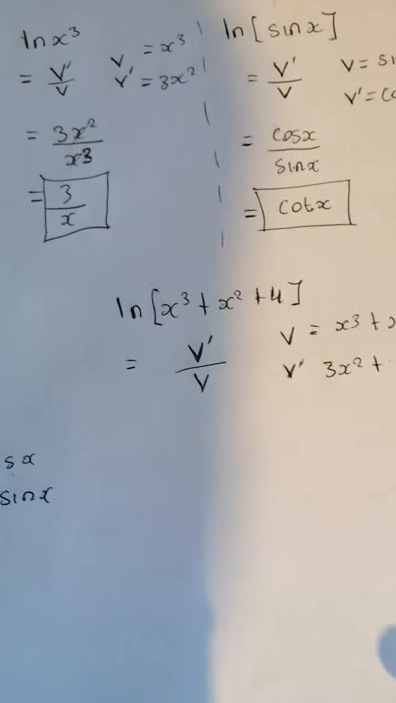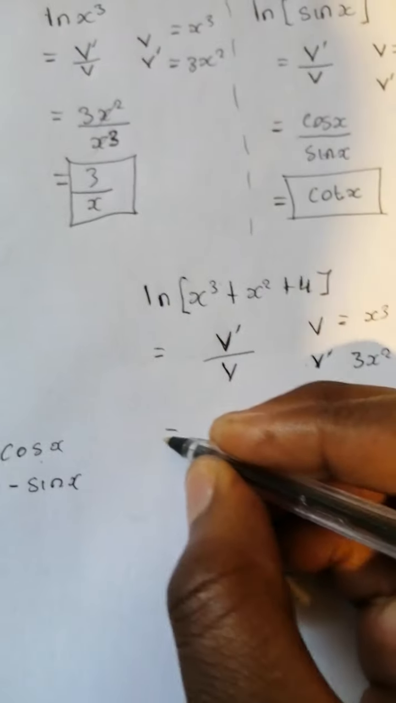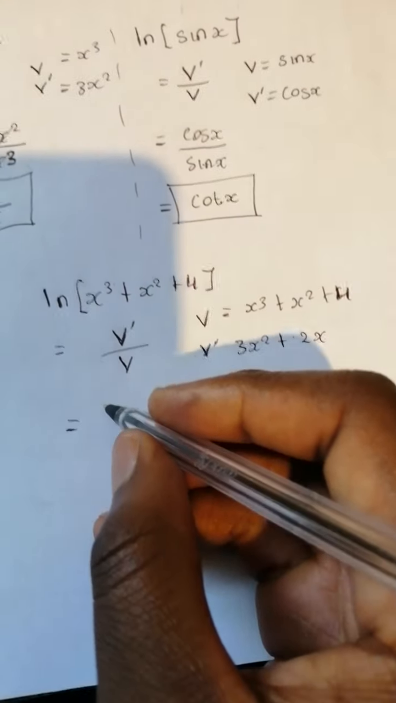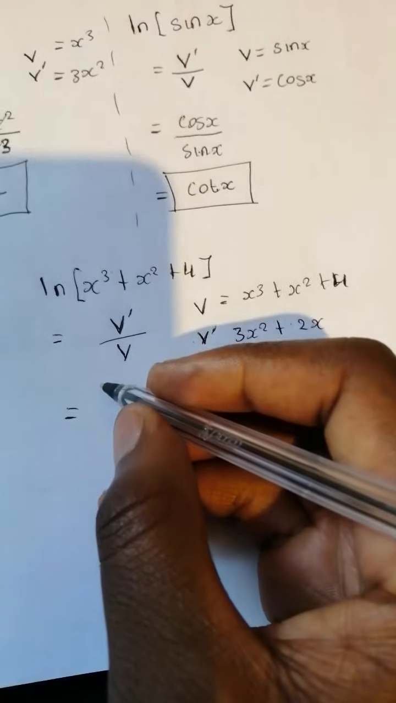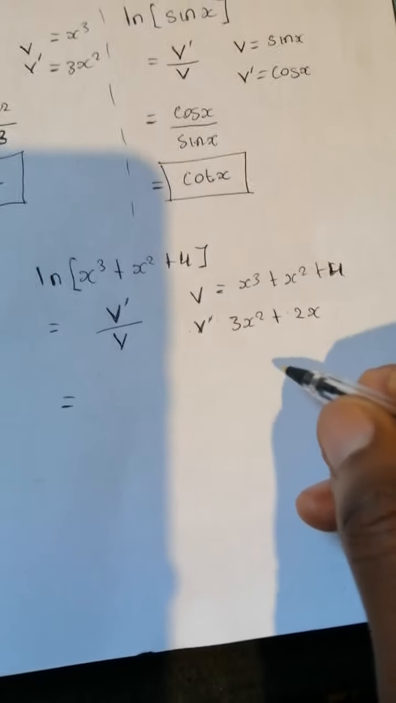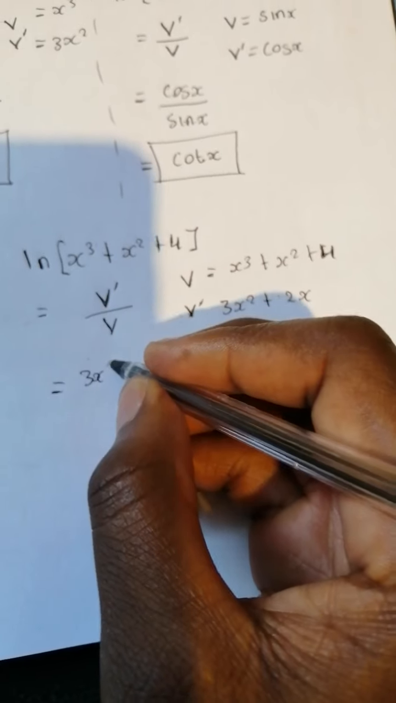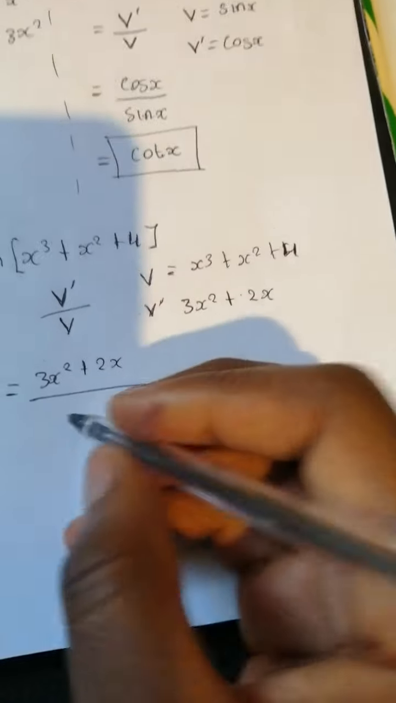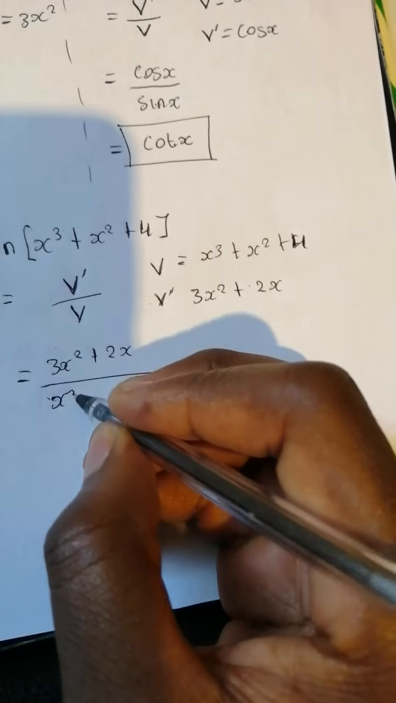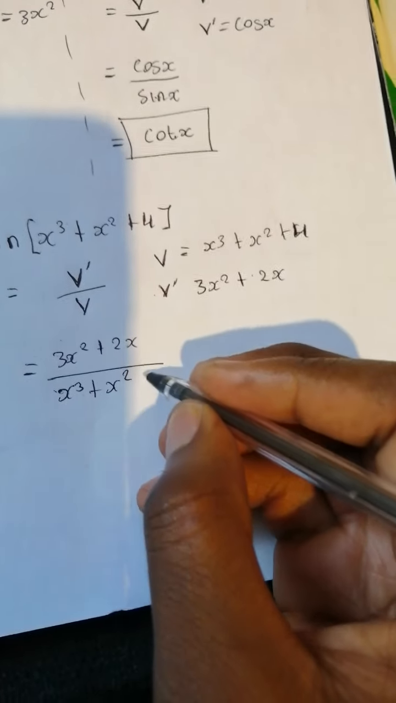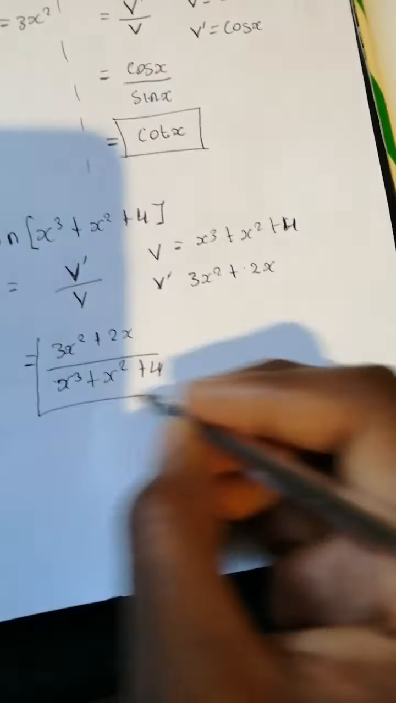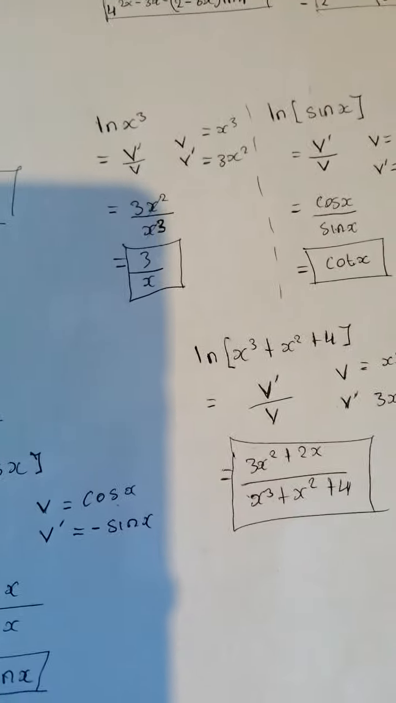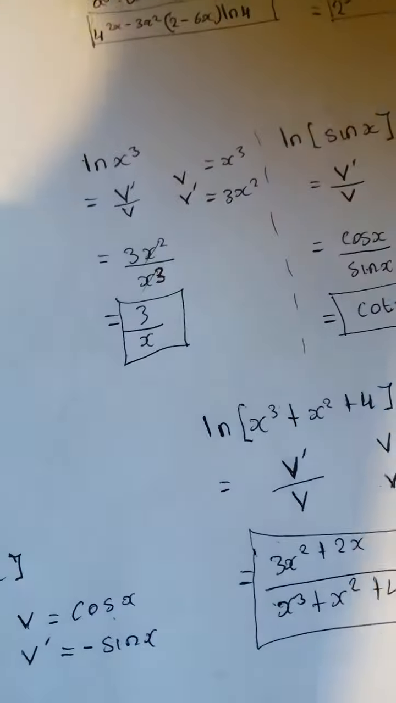So again, we have to replace into this formula. v prime we have 3x squared plus 2x, and then v we have x cubed plus x squared plus 4. So that's the answer.